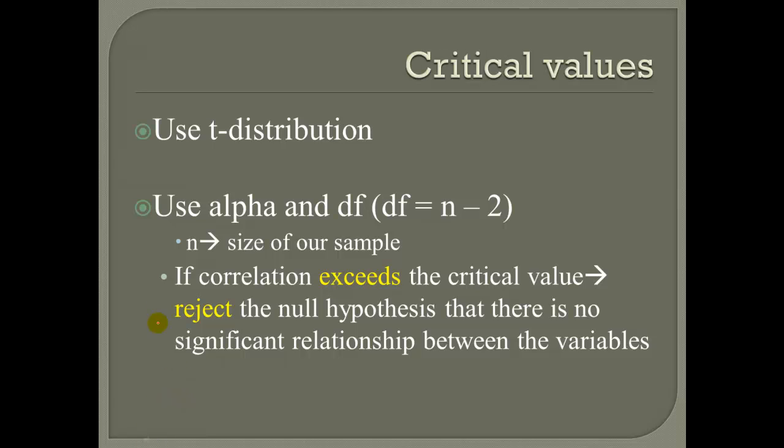And obviously, as usual, if the correlation exceeds our critical value in either direction, if we're looking at a two-tailed hypothesis, then we would reject our null hypothesis. It's pretty straightforward, not too much new there.